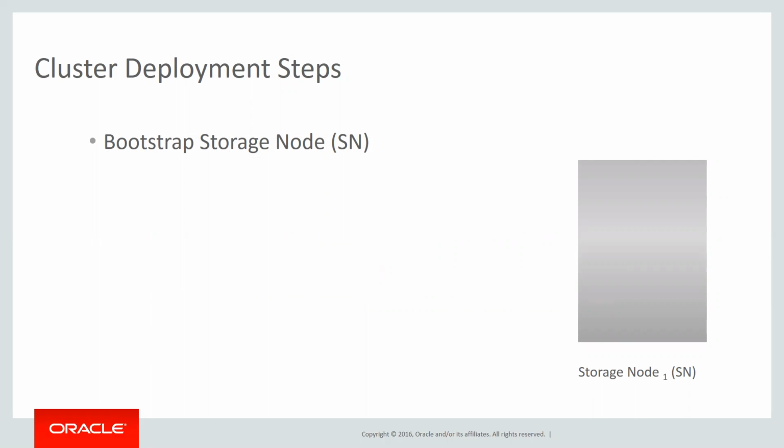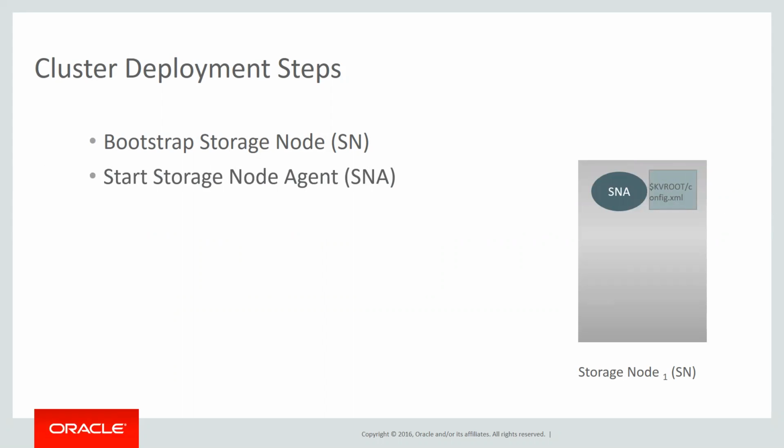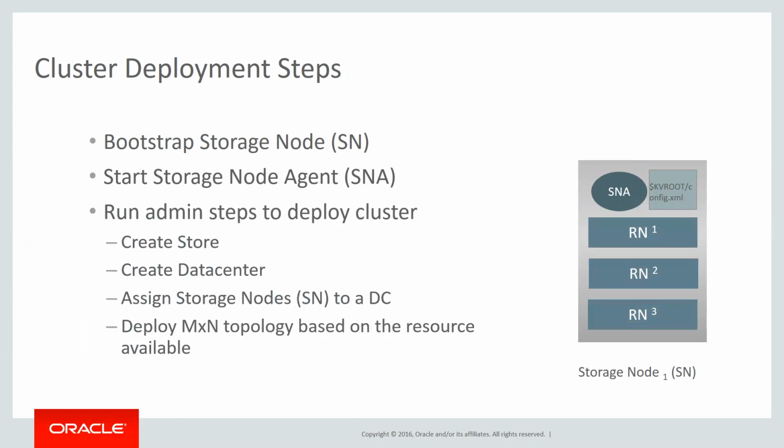At a high level, these are the steps you need to do to set up and deploy a NoSQL cluster. The first step is to bootstrap the storage node that will be used in a NoSQL deployment. This step creates a config file in the KV root folder. The second step is to start the storage node agent, which works as a listener. You have to perform both these steps on each of the storage nodes that will be used in the deployment of NoSQL database. Having done that, the final step is to run the set of admin commands. First we create a store, or we name the store. Then we create a data center. Then we assign the storage nodes that we bootstrapped to the data center. And finally we deploy the NoSQL cluster. This is all it takes to deploy the NoSQL cluster.